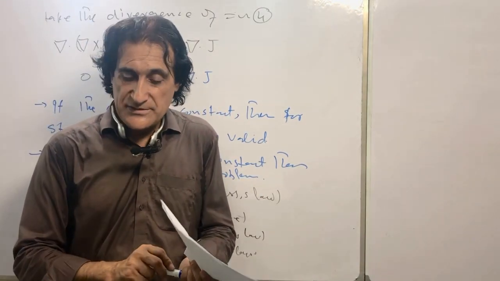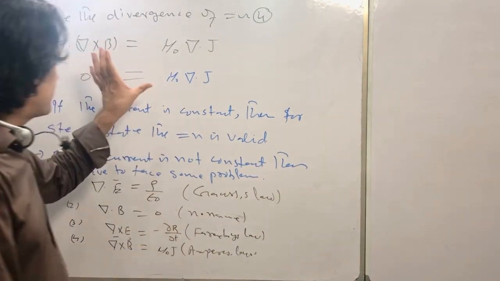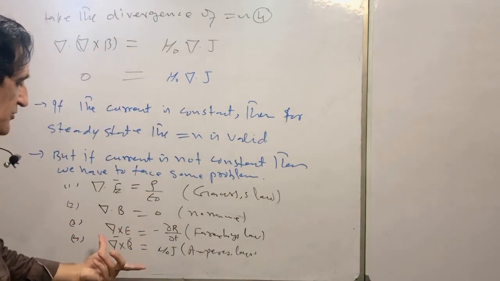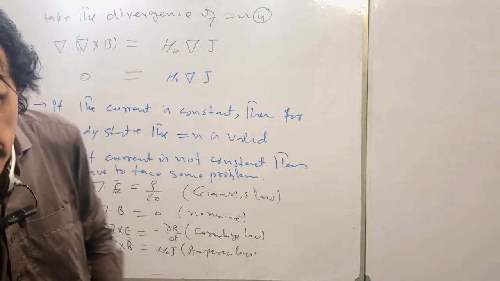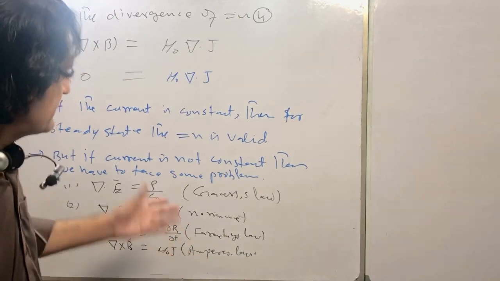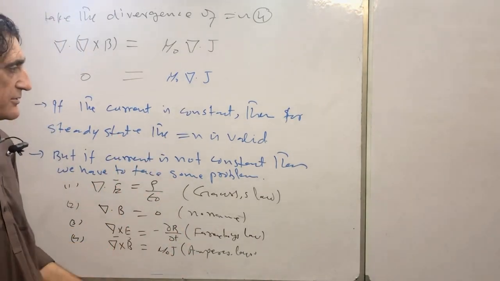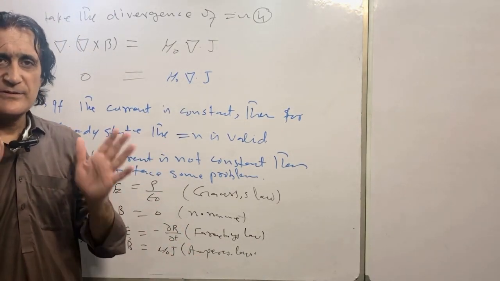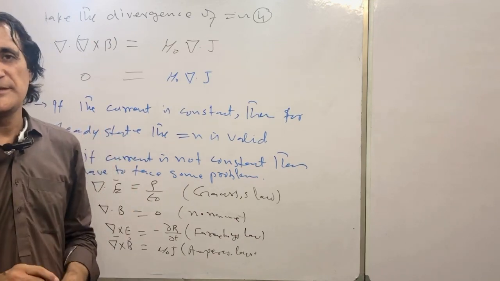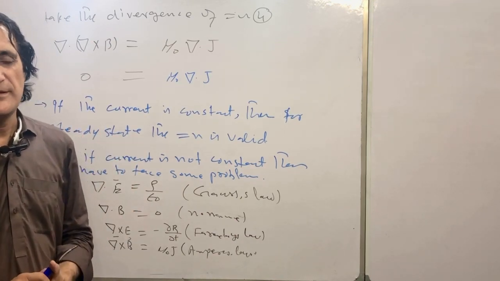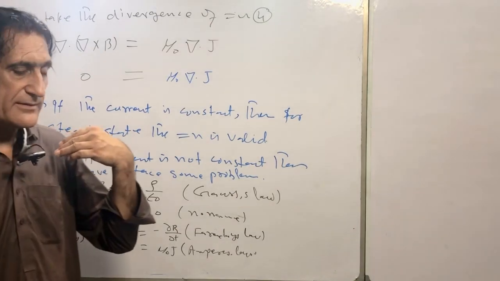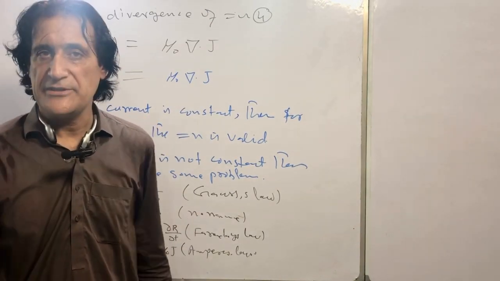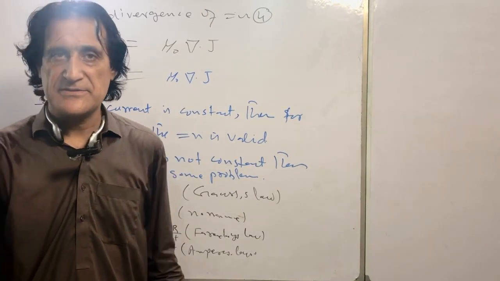If the current is not constant, we have to face some problem with equation number 4, so how to fix and correct this equation number 4? This was the main point that Maxwell fixed. This equation is not like this, and he did some modification. Let's see this in the next lecture.